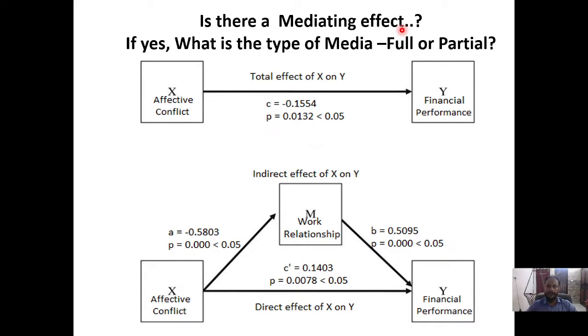Yes, sir, there is. Why? The p-value is less than 0.05. The p-value of the total effect is significant. The p-value of A is also significant. The p-value of B is also significant. That means some mediation is there. Is it full or partial? For that you have to refer to the direct effect of X on Y. Partial effect, sir. Do you all agree with this?